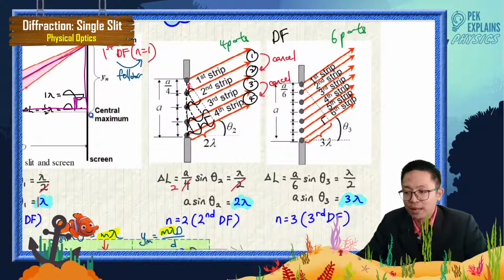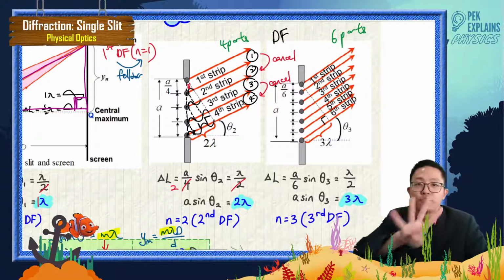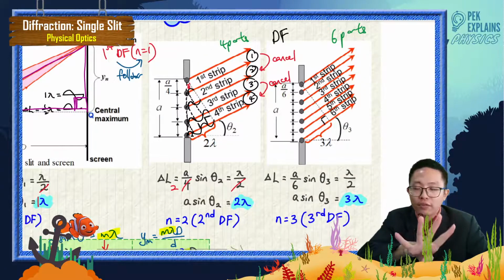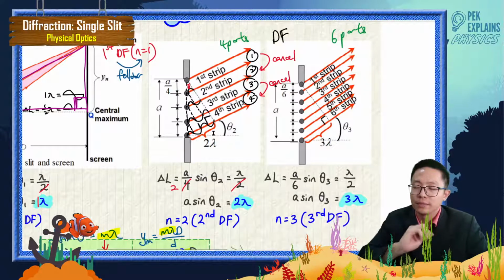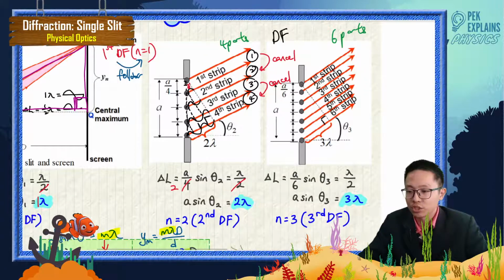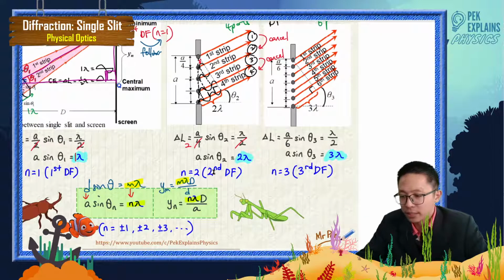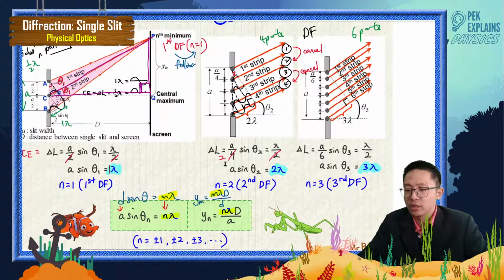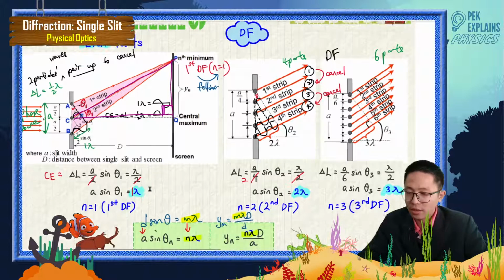Because it's half plus half plus half plus half. 4 halves. Yeah? 1, 2, 3, 4. 4 halves become 2 lambda, because 4 times half is 2. So the small triangle here is 2 lambda. So A sin theta equals 2 lambda. So here we can see the n again is 2. N is 2. This is the second dark fringe. Why do we say this is the second dark fringe and why do we say this is the first dark fringe? Why are you so confirmed?